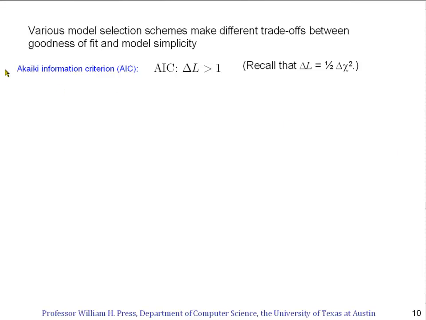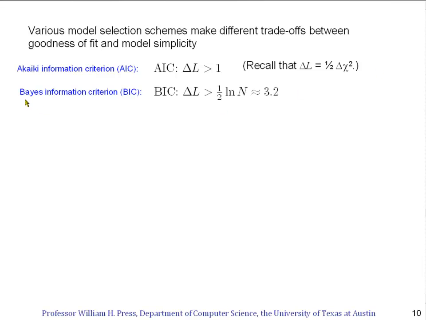One such scheme is called the Akaike information criterion, AIC. And that simply says that the log likelihood should decrease by more than 1 unit if you're going to accept a new parameter. Now recall that the log likelihood change delta L is a half of delta chi-squared. So delta chi-squared is 2 delta L, and therefore AIC says accept a parameter if chi-squared decreases by 2 or more.